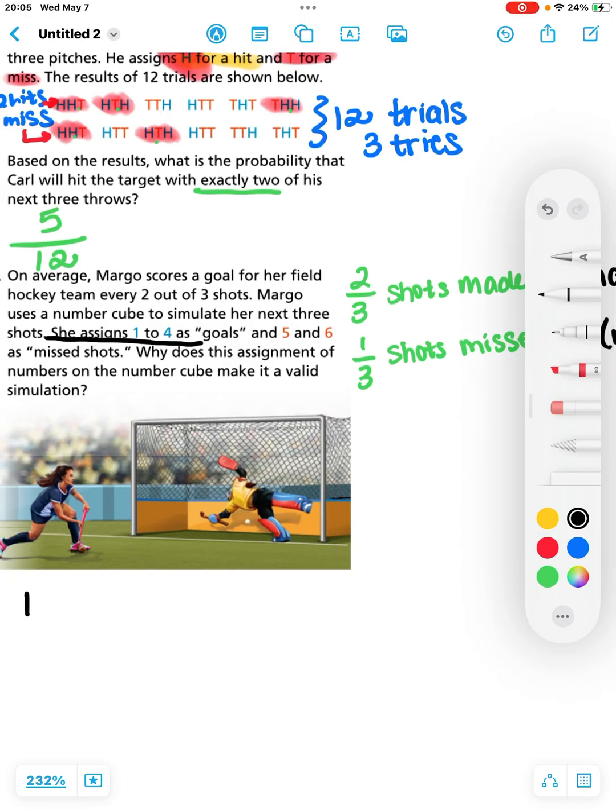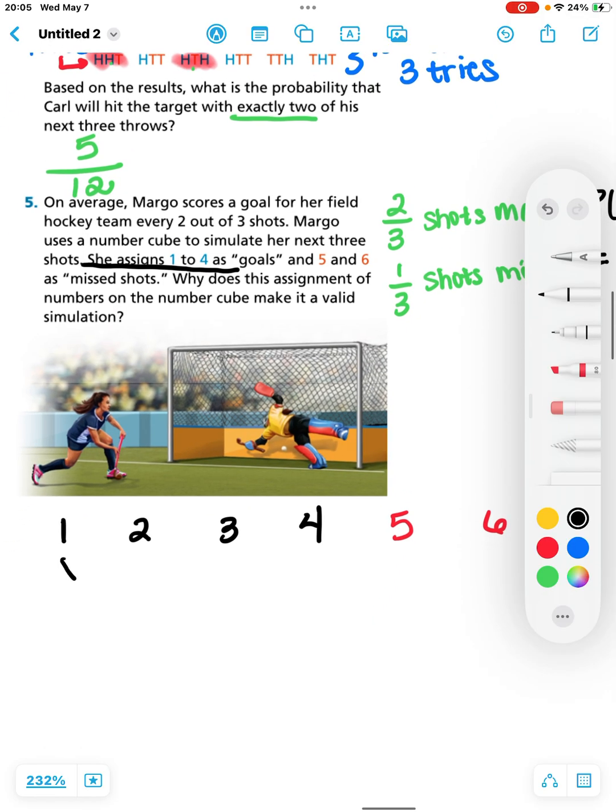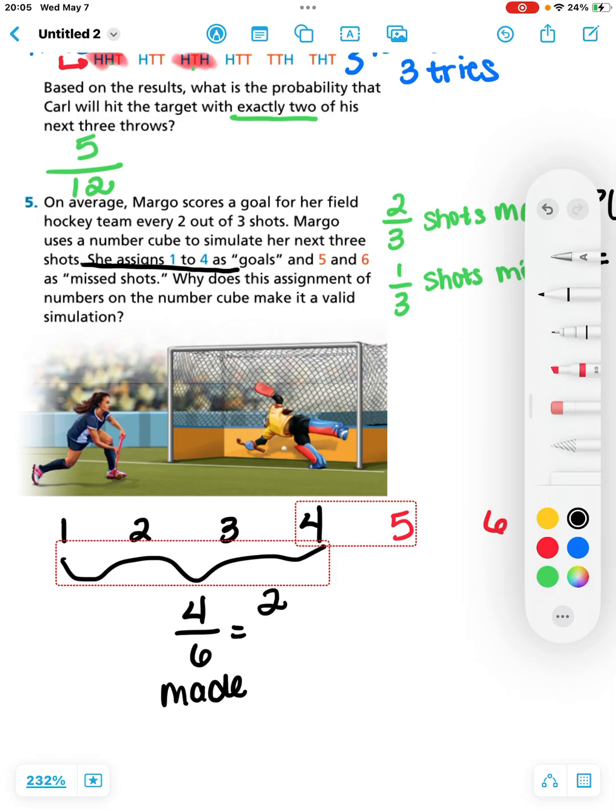We are going to have 1, 2, 3, and 4, where if it lands on a 5 or 6, that means she has missed the shot. So this is accurate simply because 1 through 4 is 4 out of 6 made. Well, 4 out of 6, what is that reduced to? That's reduced to 2 out of 3.